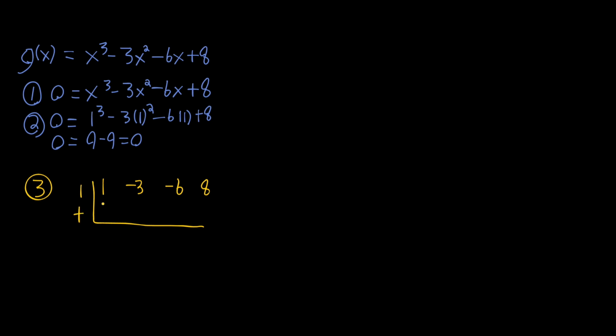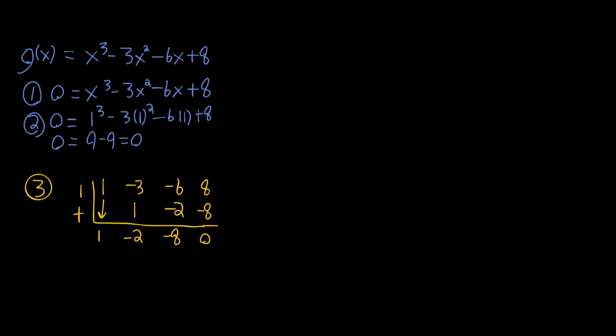So 1 gets passed down to start. We have 1. We multiply what we have down here by what's up top there. So 1 times 1 is 1. Now -3 plus 1 is -2. And we repeat the process. -2 times 1 is -2. -6 plus -2 is -8. And we multiply that -8 by 1. That gives me 8 minus 8 or 0.